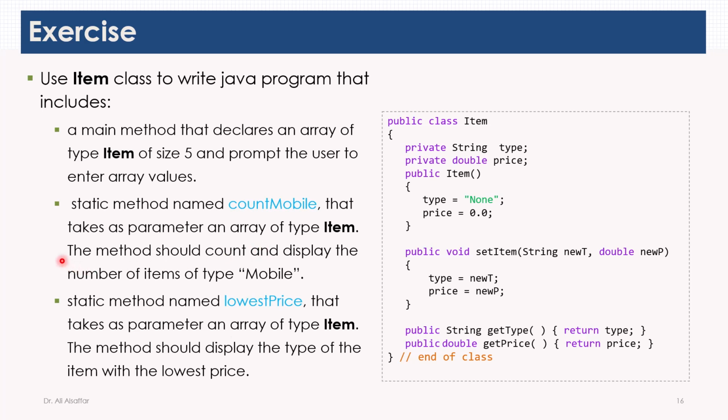In the last part, we need to write a static method called lowestPrice that takes again as a parameter an array of type Item. The method should display the type of the item with the lowest price. Let's go to JGrasp and implement this method.